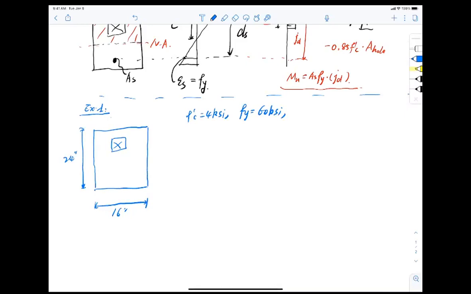Now, the problem is that if AS is given, I need to find my MN, which is the nominal bending moment. Nominal bending moment. Okay, so here I want to turn this into a design problem because analysis for us right now is just too easy. So I want to see how I can design for this section.